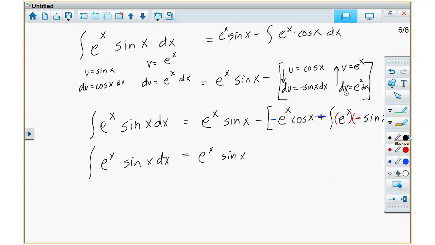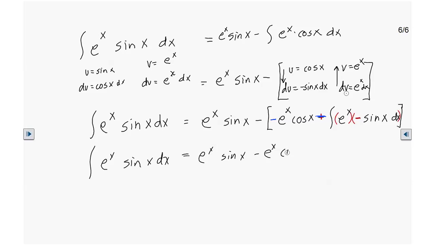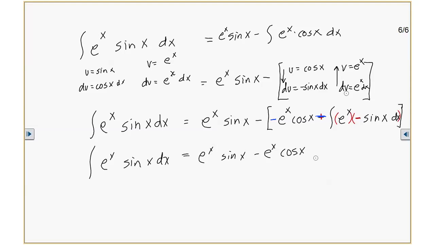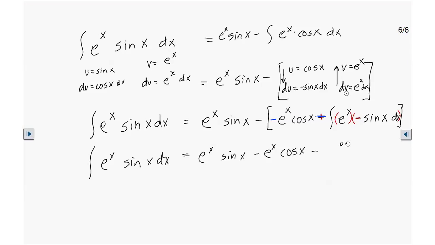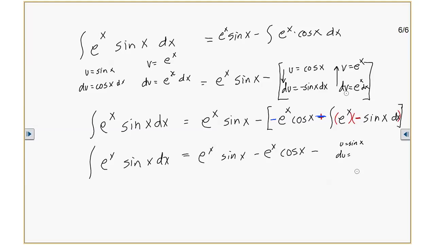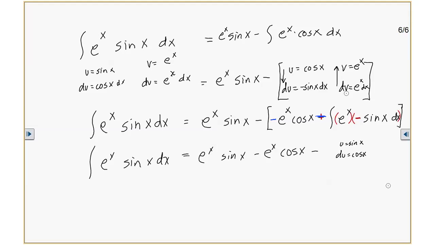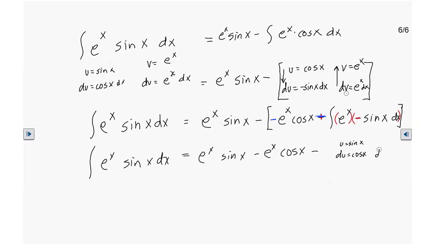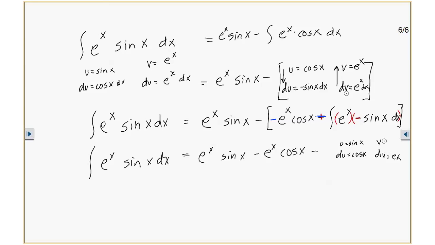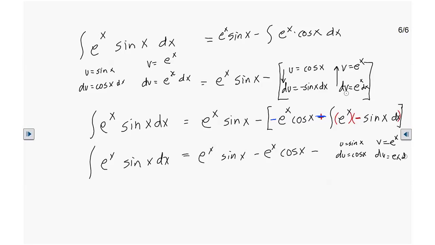So, e to the x sine of x, remember that negative goes there. So negative e to the x cosine of x minus ultraviolet minus voodoo. U is equal to the sine of x. Du is equal to what? Derivative of sine is what? Cosine of x. dv is equal to e to the x. V is equal to e to the x. It's dx.